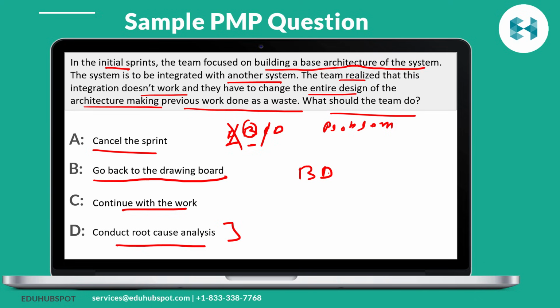Now you can say that, you know what, conduct a root cause analysis, that absolutely makes sense. I really want to know why this happened and things like that. But did you realize this one thing? It says, the team realized that this integration doesn't work and they have to change the entire design of the architecture. So basically, the team already did their root cause analysis, and that is when they came to the result that these two integrations will not work. So a root cause analysis is already done. So our best answer choice is B.